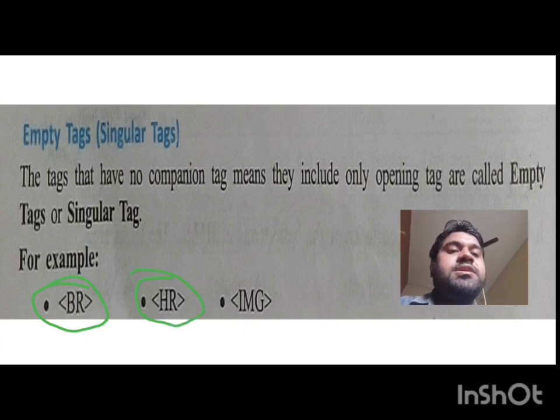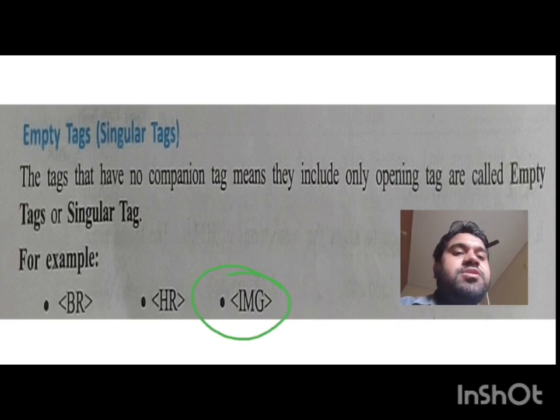Empty tags, like br, is used for next line, hr is used for horizontal line. So we need not specify where to stop the horizontal line. It is quite obvious that if the horizontal line is like this, it should stop from here to here. And img is the image tag. It is also not required to be closed, because wherever you write this image tag, there only that image will get inserted.